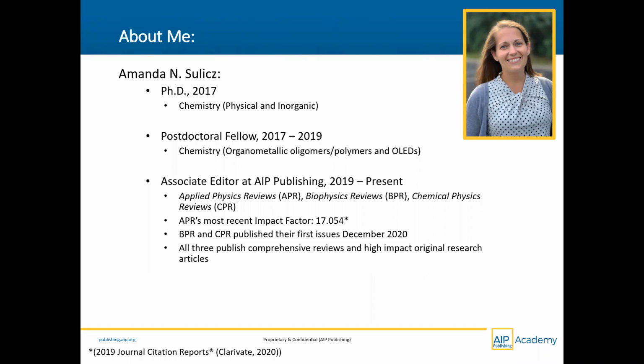I work as an associate editor on 3 of our journal titles: Applied Physics Reviews, Biophysics Reviews, and Chemical Physics Reviews. Applied Physics Reviews, or APR, is one of our flagship journal titles at AIP Publishing, and our most recent impact factor was just over 17. Biophysics Reviews and Chemical Physics Reviews were launched at the beginning of last year, and they both published their first issues in December of 2020. All 3 of the titles publish comprehensive reviews and original research articles.